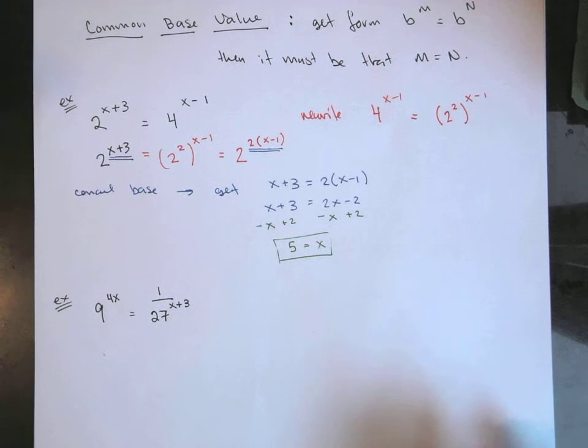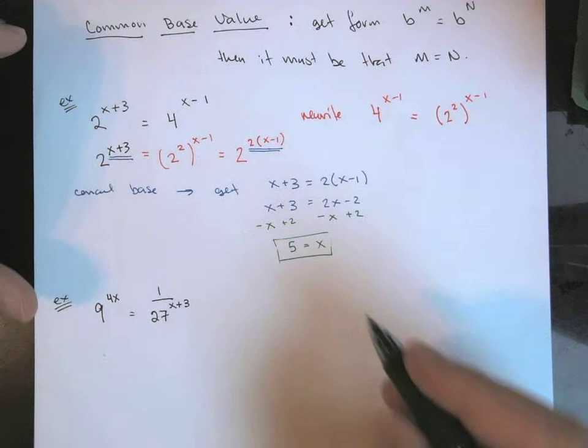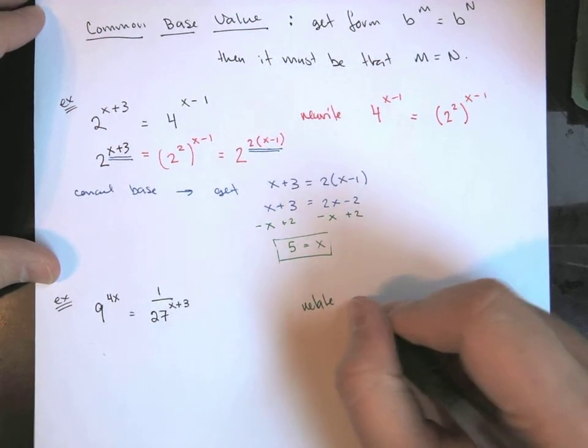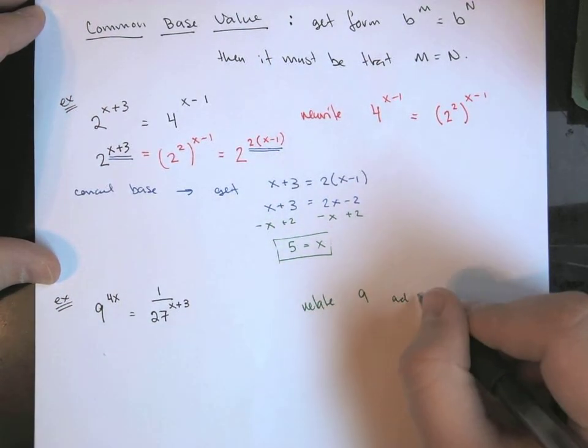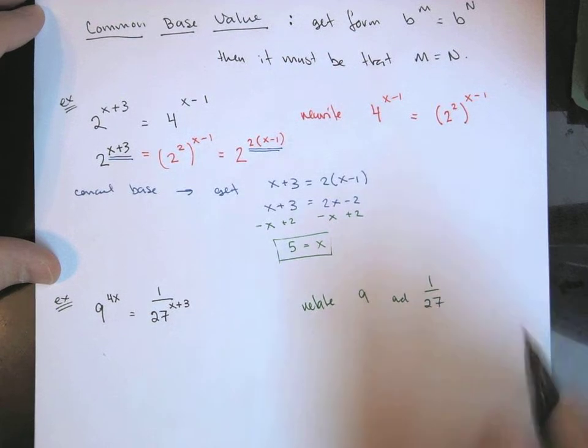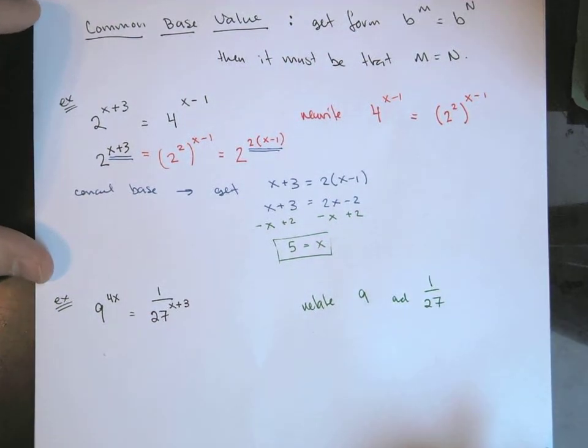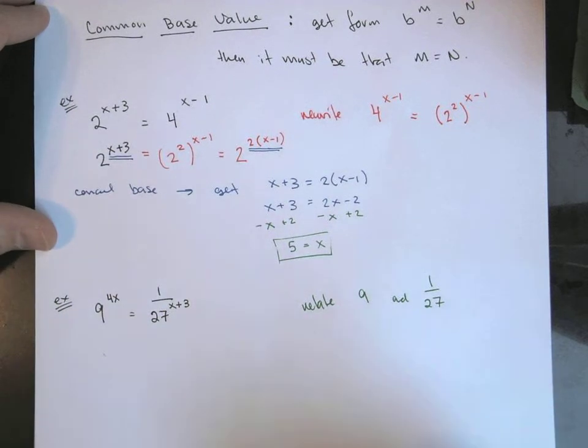So at first glance, obviously 9 and 27 are related, but we have to think of these exclusively in terms of powers, right? 9 times 3 is 27, but that's not an exponent, that's just multiplication. So we need to figure out a way to relate 9 and, in some sense not even 27, but 1 over 27. So we have a couple different things to do here. What's the common base value that we could relate these both to? What would these both be powers of?